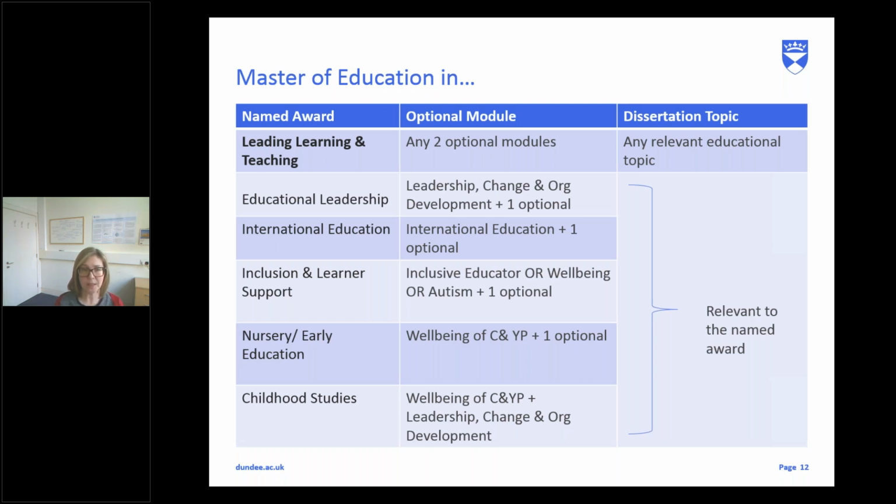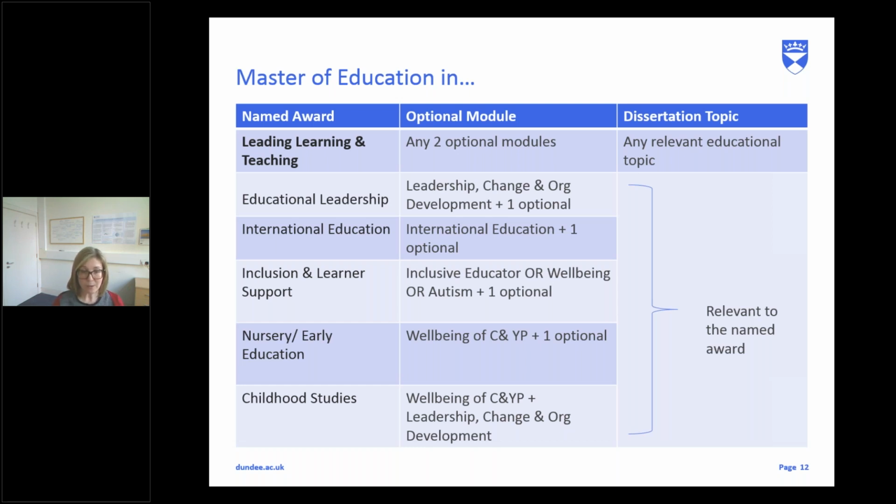So just to give you an example there, we have a Master of Education in Educational Leadership. For that award, you'll be undertaking Leadership Change and Organisational Development as the optional module that you must take, plus any other optional module. But then your dissertation also has to incorporate educational leadership. But that still leaves you with a wide range of topics to be able to choose from.